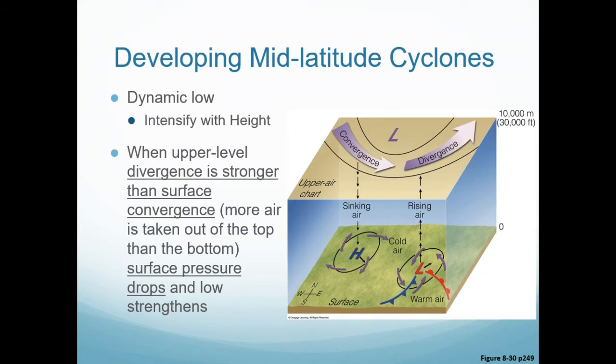So the bottom line, when the divergence is stronger than the convergence at the surface, then more air is taken out of the top, then your surface pressure is going to drop, and your mid-latitude cyclone is then going to strengthen, and you're going to move to more advanced stages. You're going to move to the open wave, and then to the initial occlusion, a mature mid-latitude cyclone. And all of that is because of the upper air support, in other words, the jet stream, which causes that divergence.